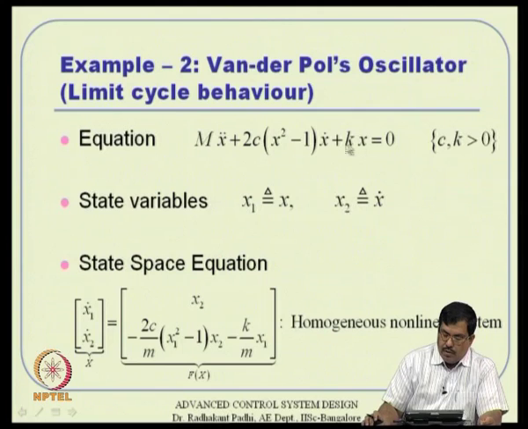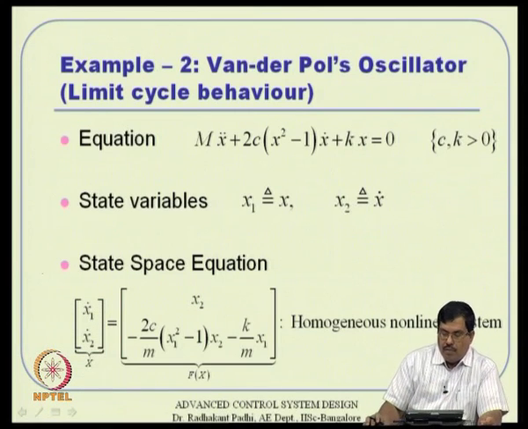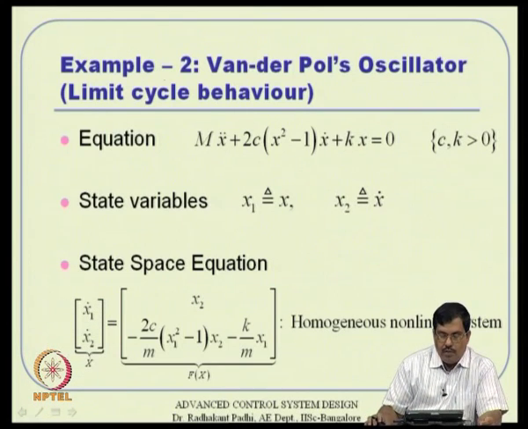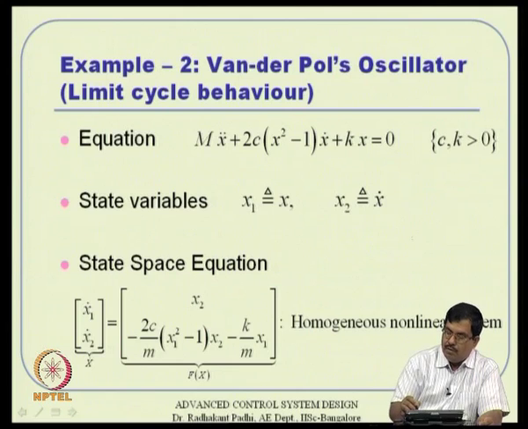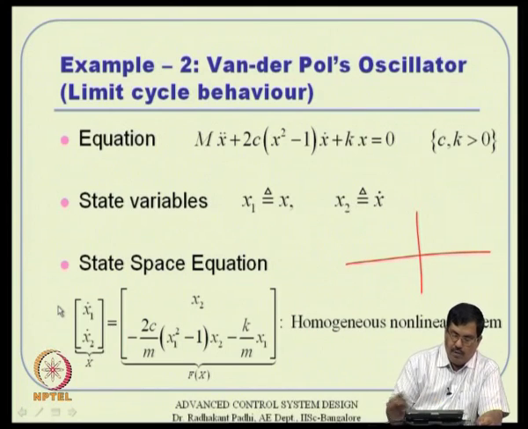So, that is one of the examples we discussed, the van der Pol oscillator. This is a nice problem in the sense that it satisfies what is called limit cycle behavior. Remember, x 1 is x and x 2 is x dot, that is what we have already defined.